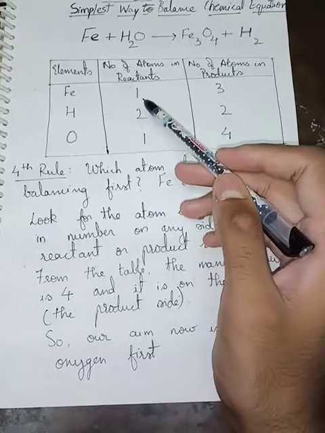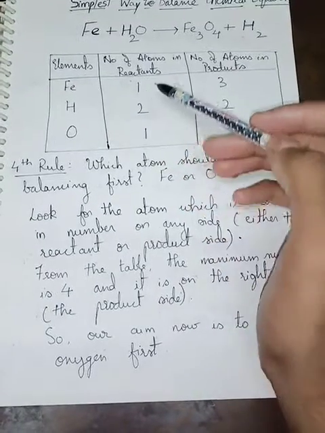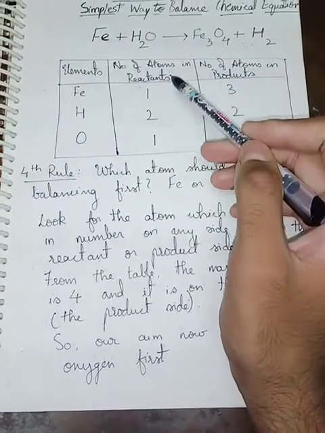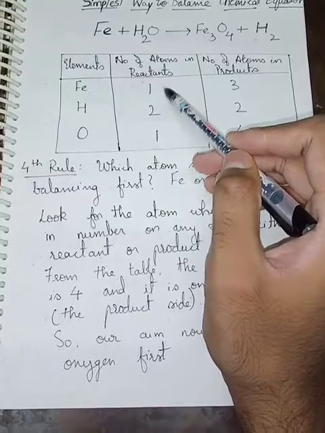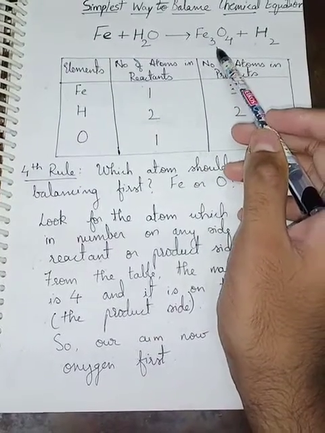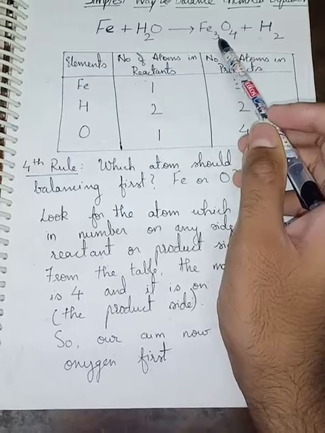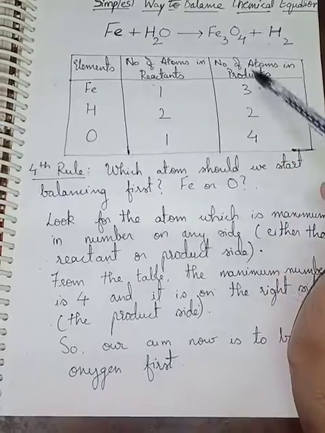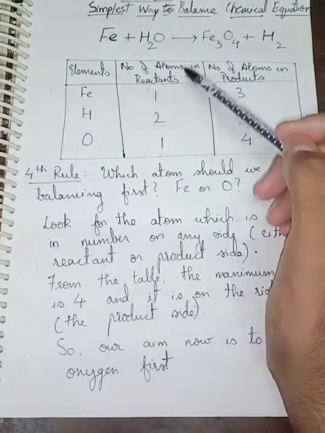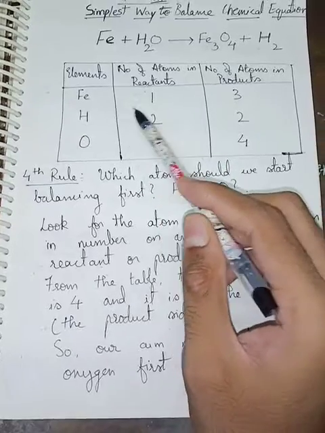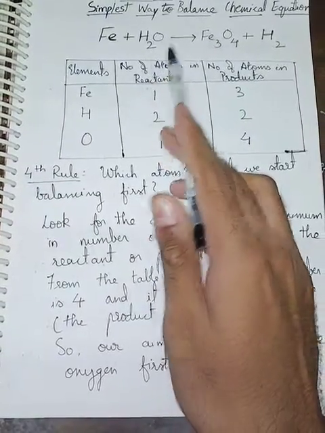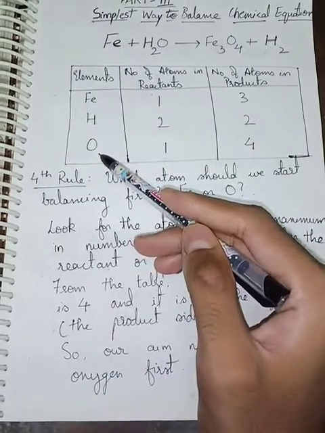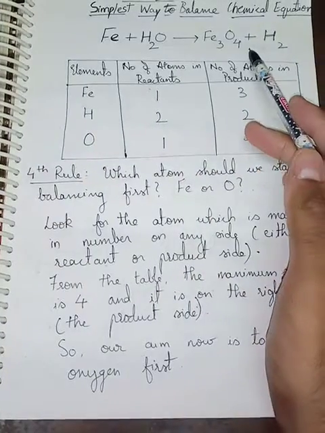So how many Fe atoms are there on the left side? The left side is the reactant side and the right side is the product side. On the left side there is one Fe, but on the product side the number of atoms of iron is 3. For hydrogen, the number of atoms in reactants is 2, and the same on the product side. And oxygen, 1 oxygen on the left and 4 oxygens on the right.